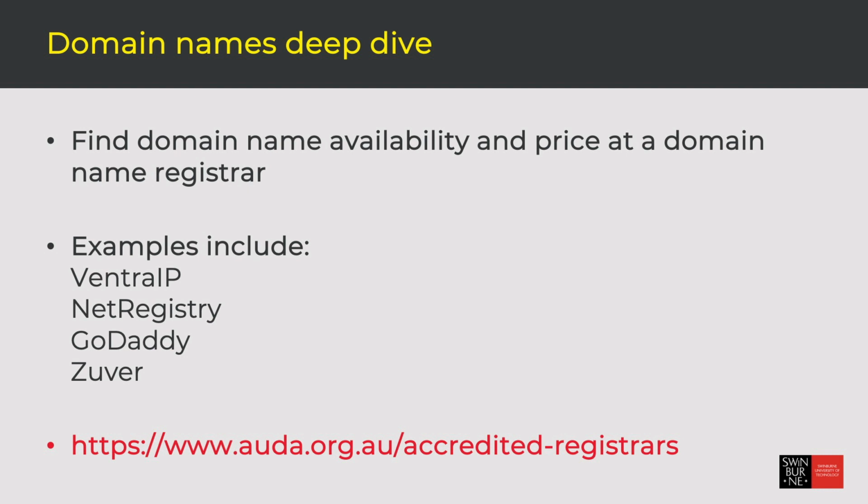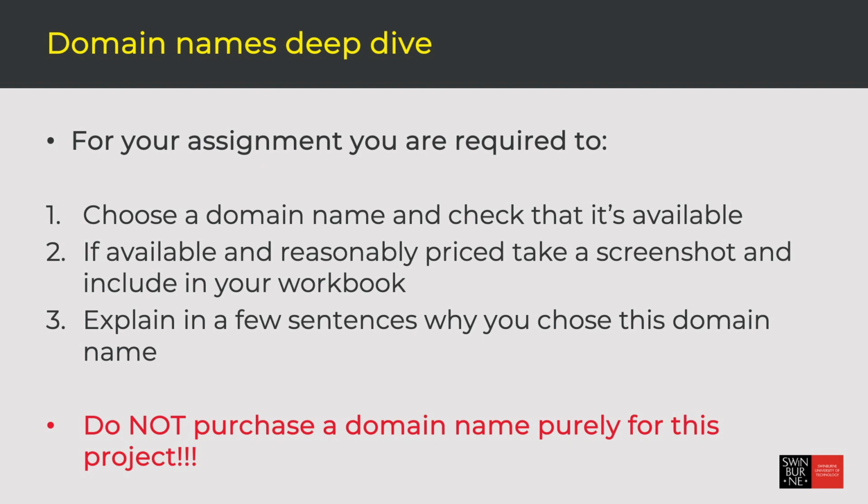Once you have chosen a registrar, search for your chosen domain name and keep searching until you find an available, reasonably priced domain name that matches your website. For this assignment, we want you to choose a domain name and check that it's available. If the domain name is available and reasonably priced, take a screenshot, include it in your documentation. Explain in a few sentences why you chose this domain name. An important thing to note: do not purchase a domain name purely for this project. This research is hypothetical and is included in your workbook as if you are advising a client on domain names.